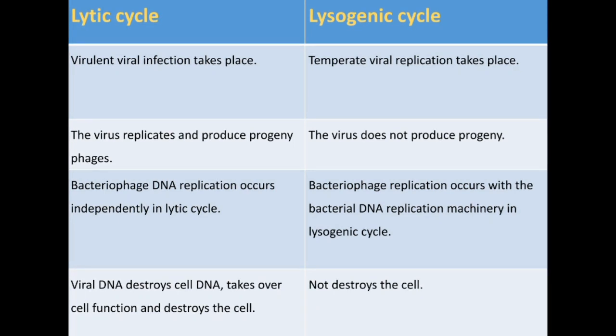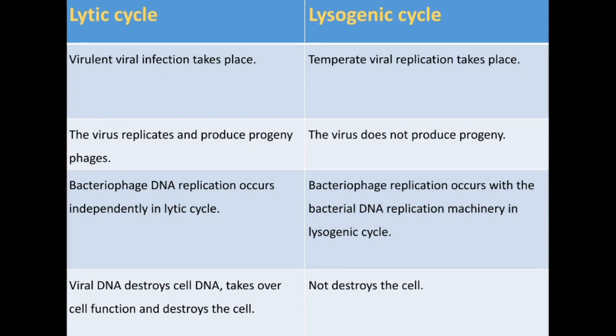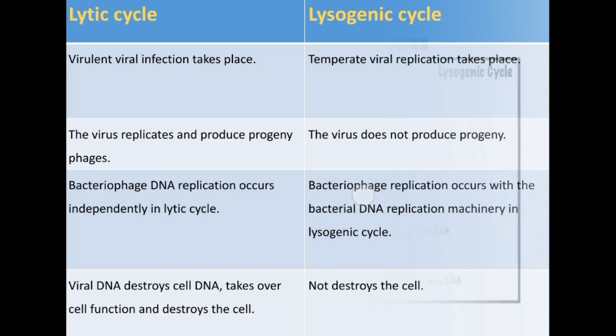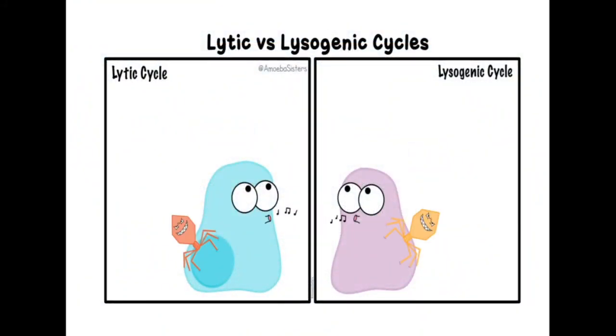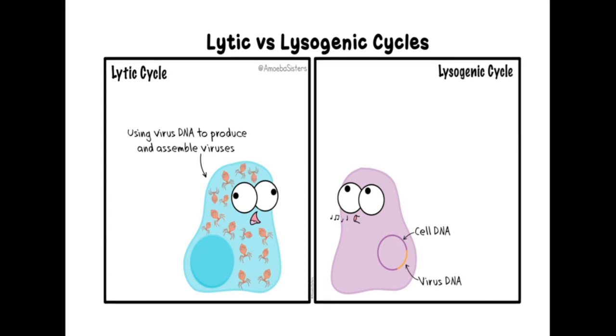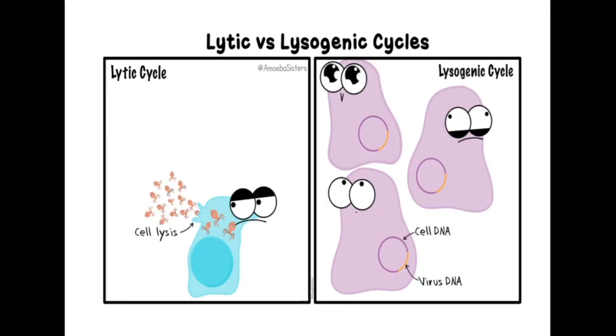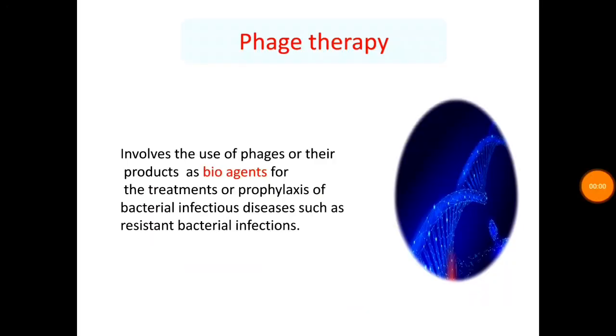Bacteriophage DNA replication occurs independently in the lytic cycle, while in the lysogenic cycle, replication occurs with the bacterial DNA replication machinery. Lastly, in the lytic cycle the viral DNA will destroy the cell, while in the lysogenic cycle it does not destroy the cell. And this short video explains the comparison between these cycles. Now my colleague Shahad will continue.